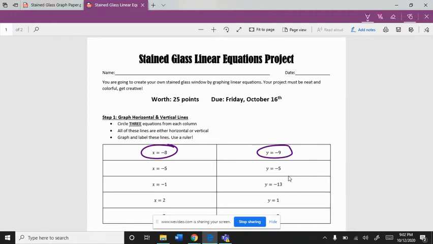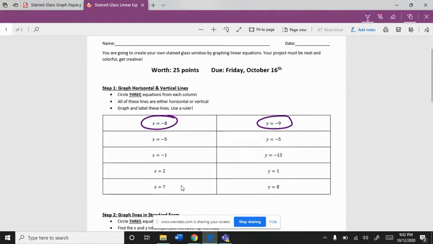All right, guys, so last week we started our stained glass window project. This was last Friday that we started it. So remember, the first thing that we did was we graphed horizontal and vertical lines together. We did x equals -8 together and y equals -9 together. Then you were supposed to pick 2 more from the left and 2 more from the right to do.